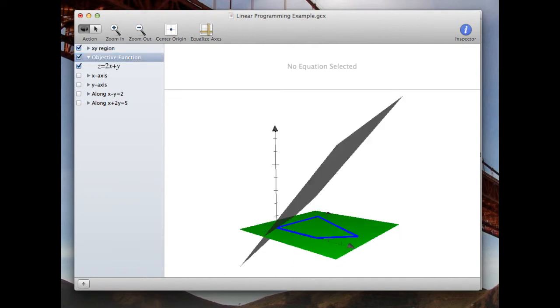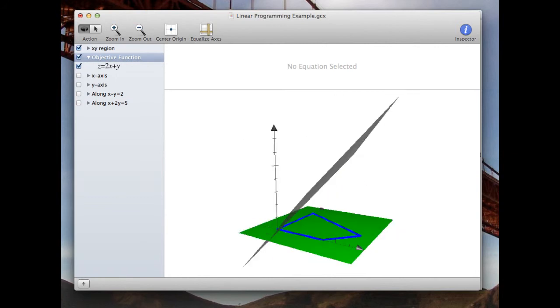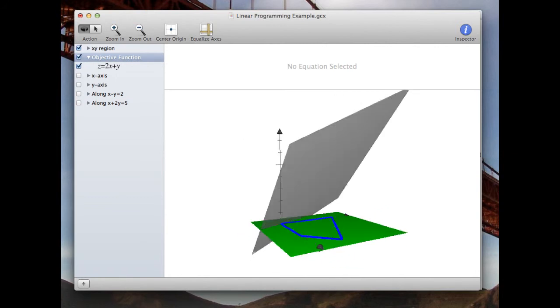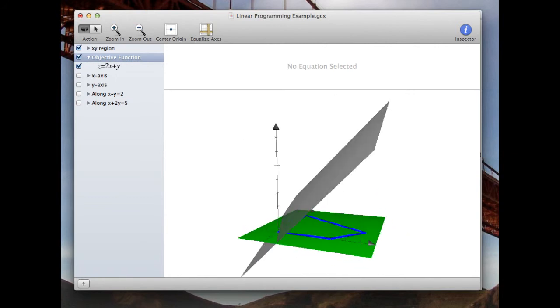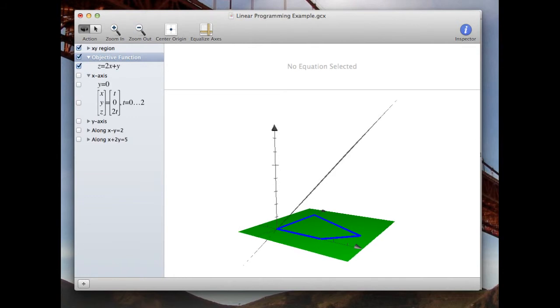And you see there, it's actually a plane. So it's flat, but it's tilted. So that's the reason that the maximum is going to occur at one of these corners. So let's look at what happens. You have to understand a little bit about 3 dimensions.